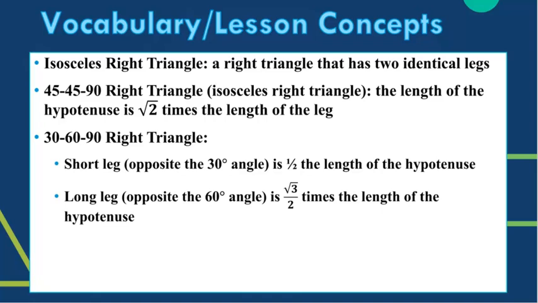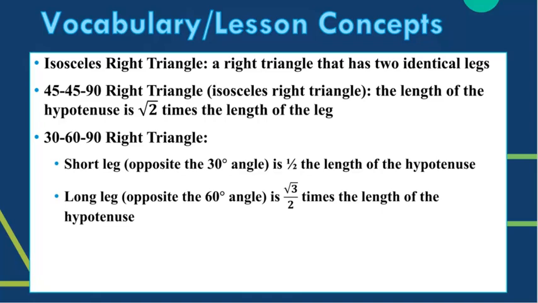An isosceles right triangle is just a right triangle that has two identical legs. That means the side lengths are the same. That would be your 45, 45, 90 triangle. And in a 45, 45, 90 right triangle, the length of the hypotenuse is the square root of 2 times the length of the leg. And since the leg is the same, both legs will be the same on that one.